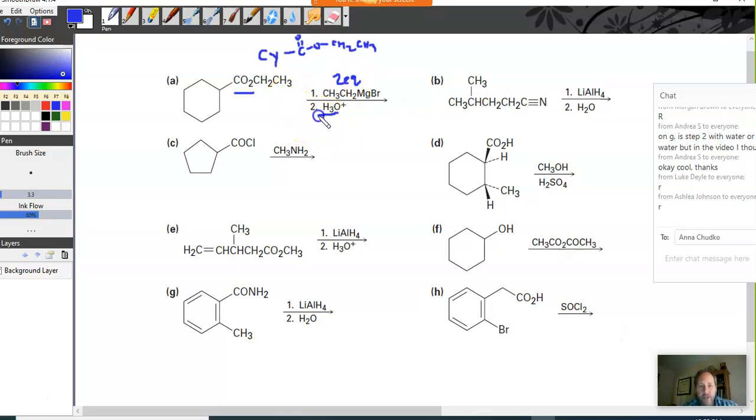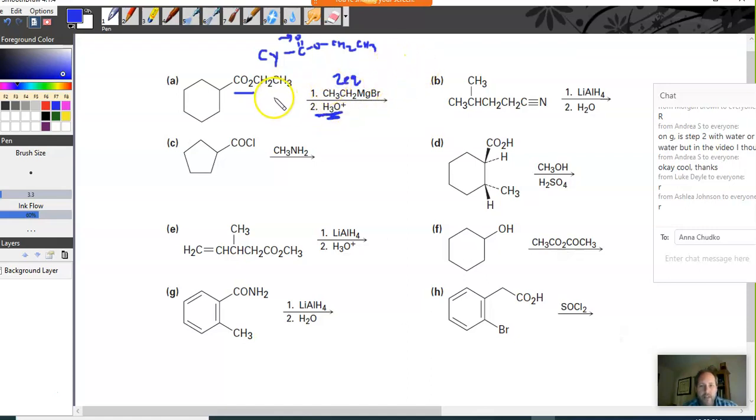Remember, the acid is used to protonate the O negative that you form after you've added the second equivalent of Grignard. So if you weren't sure whether this is asking one or two, on the exam I will clearly say one equivalent or two equivalents. But the way you know it's two is because I add acid. If I only added one equivalent, then I wouldn't have this at all. Okay? So in case you were wondering about that.